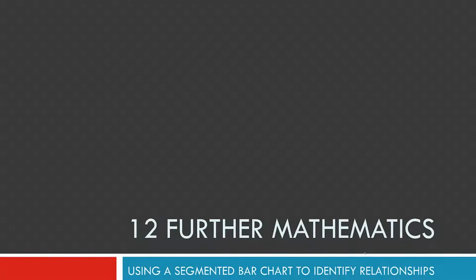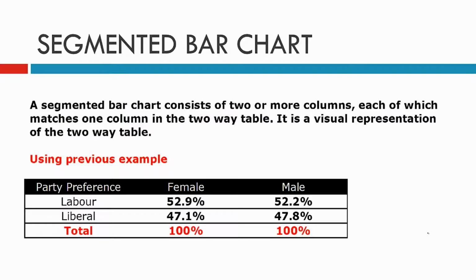Okay, using a segmented bar chart to identify relationships. The segmented bar chart consists of two or more columns, each of which matches one column in the two-way table that we had in our previous lesson. It's a visual representation, so we can actually see what the numbers mean. Some people like numbers, some people like a visual way.